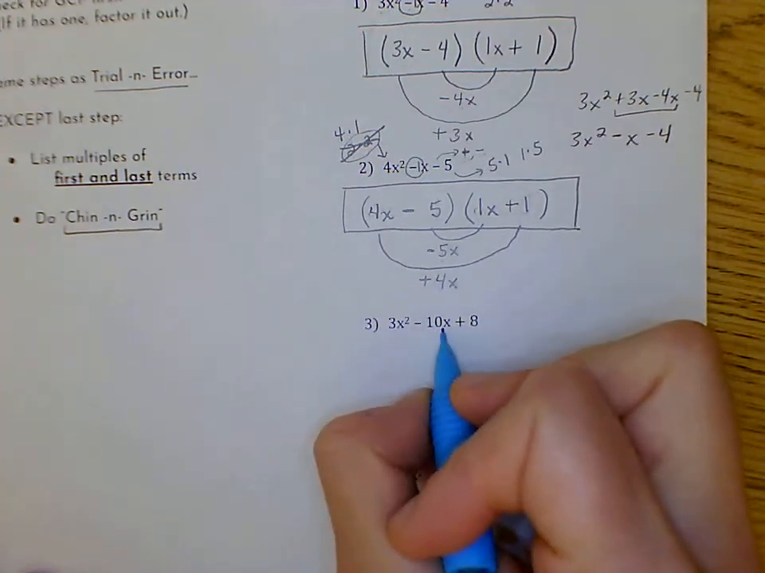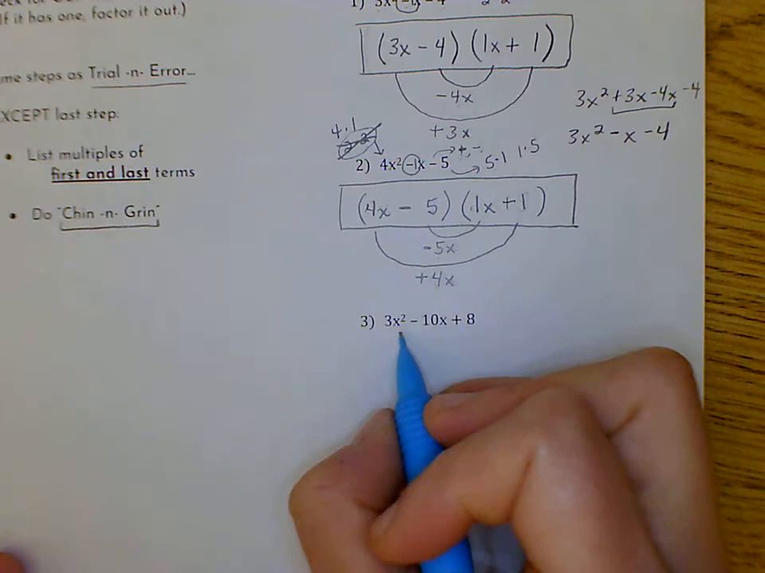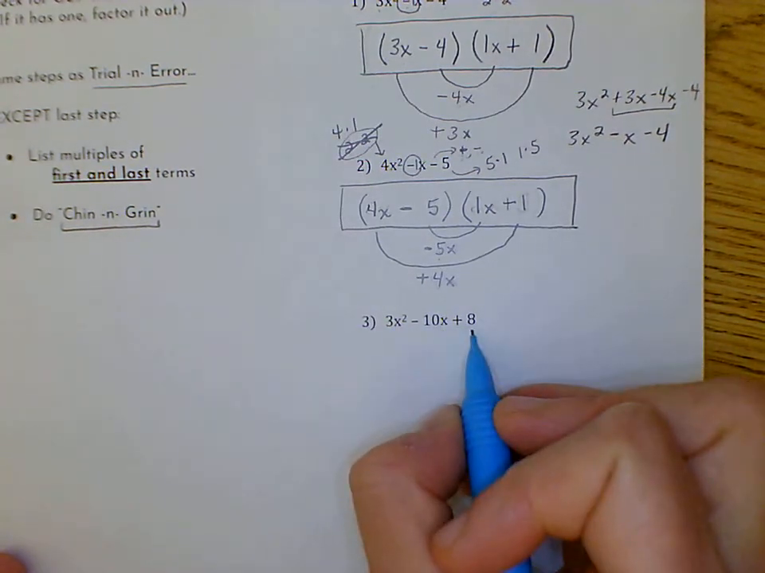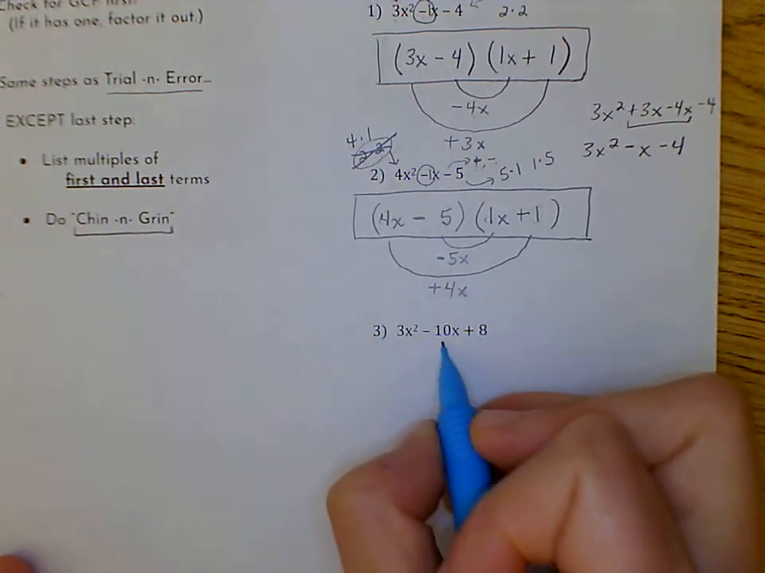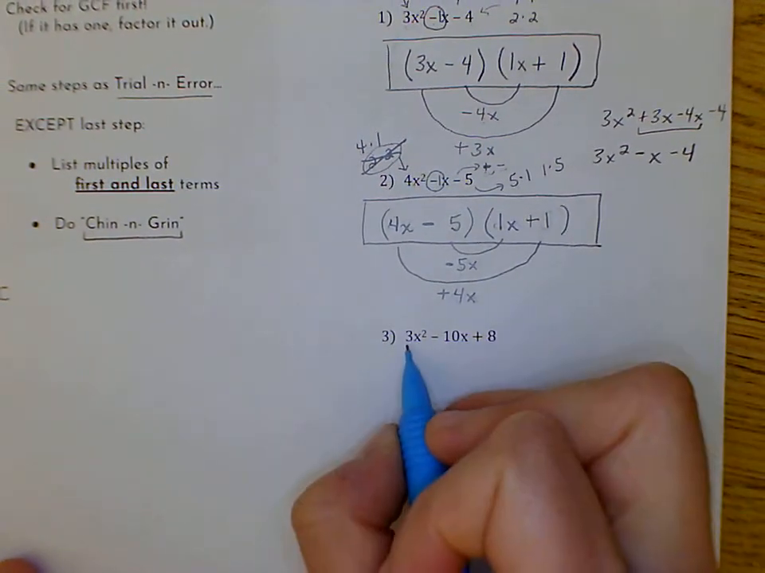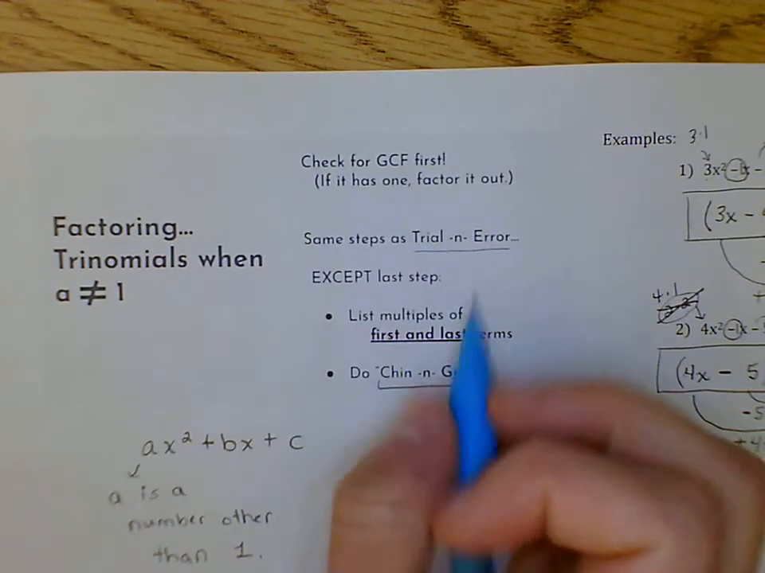Okay, so what about the next one? Check for a GCF. Do they have anything in common? They don't have a number in common, and they don't have any variables in common, so they don't have a GCF. It has 3 terms, and there's a number other than 1 up front. So that means we have to do it this way.